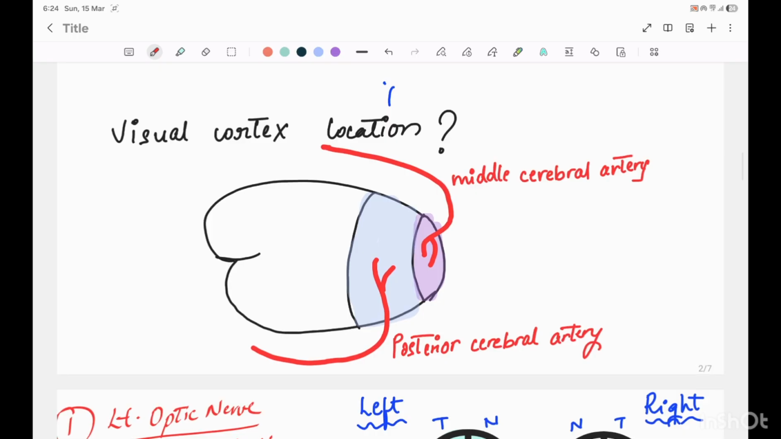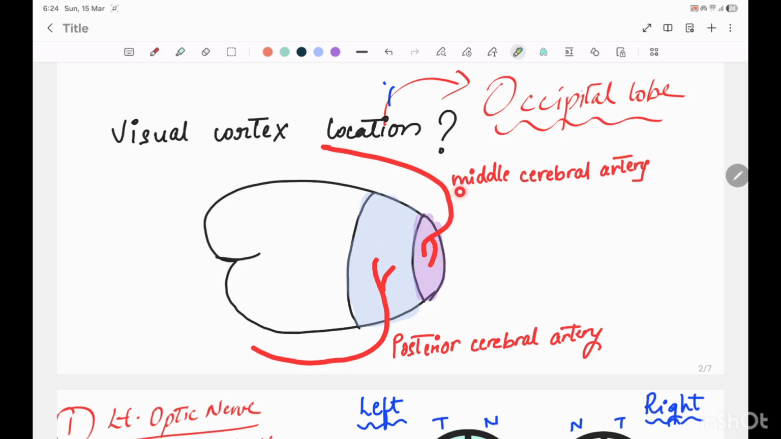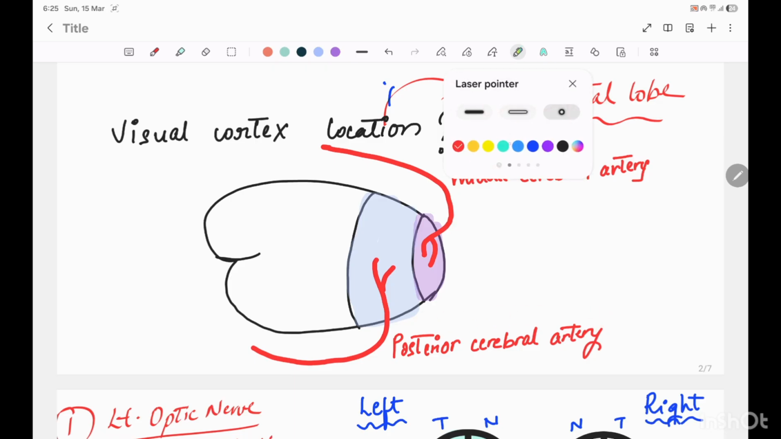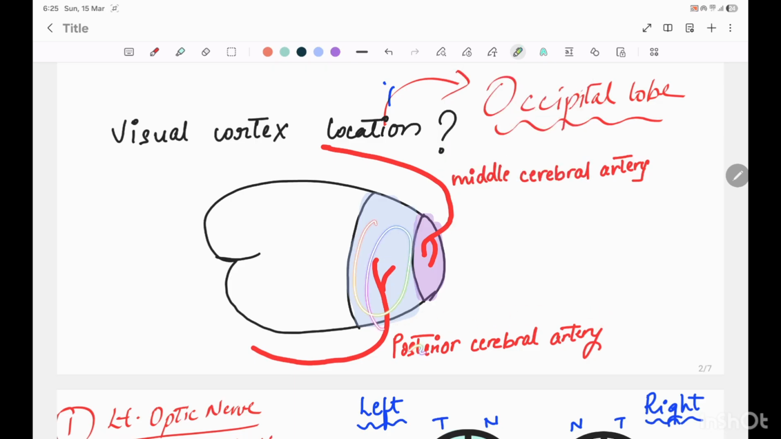So the visual cortex is located in which lobe? It is located in the occipital lobe. Okay, and see, this is the visual cortex. This is the tip of the visual cortex. This tip of the visual cortex is supplied by the middle cerebral artery, whereas the rest of the visual cortex is supplied by the posterior cerebral artery.